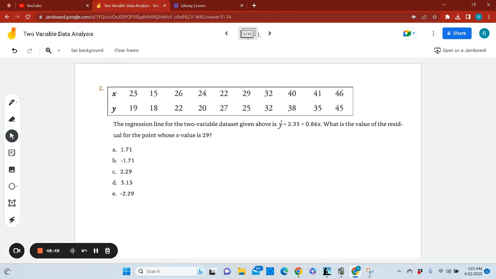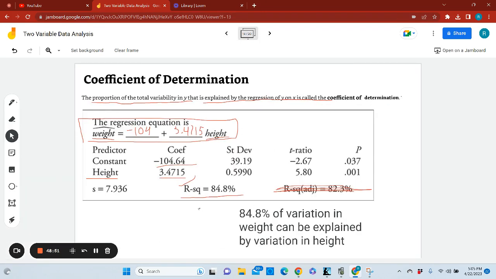You just need to know that R squared tells you how good the model is, how good your explanatory variable is at explaining the response variable. And just to repeat it one more time, this is telling you that 84.8% of variation in people's weight can be explained by their height. The rest of it must be explained by something else.